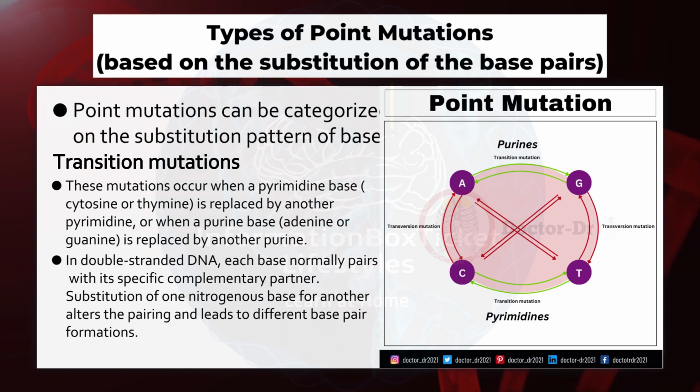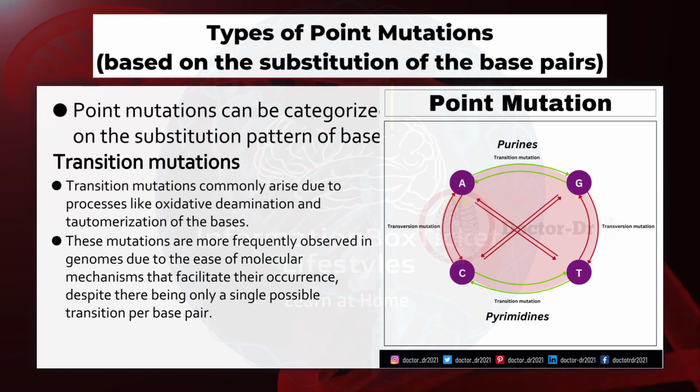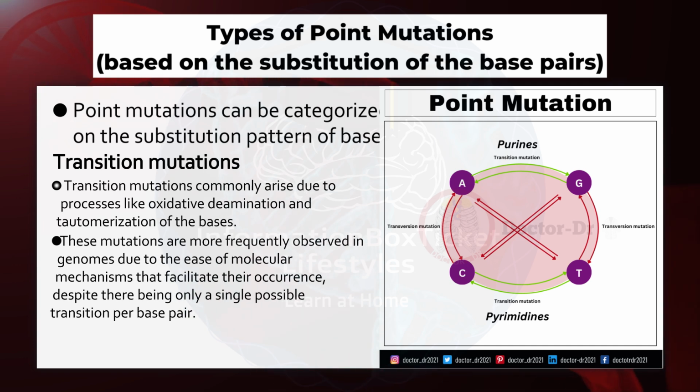In double-stranded DNA, each base normally pairs with its specific complementary partner. Substitution of one nitrogenous base for another alters the pairing and leads to different base pair formations. Transition mutations commonly arise due to processes like oxidative deamination and tautomerization of the bases. These mutations are more frequently observed in genomes due to the ease of molecular mechanisms that facilitate their occurrence, despite there being only a single possible transition per base pair.